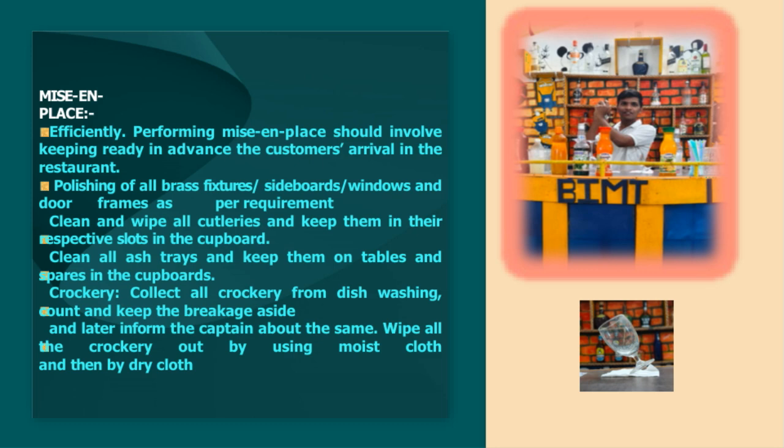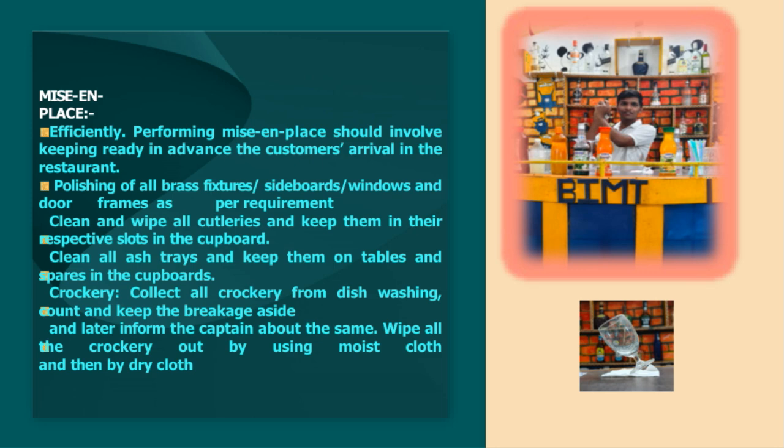It's also important to clean all ashtrays, keep some on the tables for immediate use, and store spares in the cupboards so they're ready when needed. Moving on to crockery, we should collect all crockery from the dishwashing area, count everything carefully, and set aside any broken pieces. It's essential to inform the captain about any breakages so they can handle it properly.